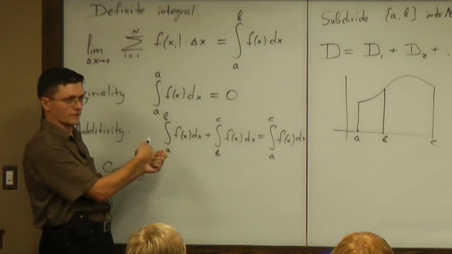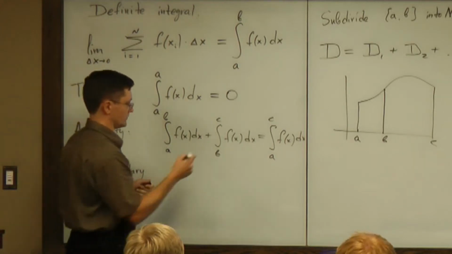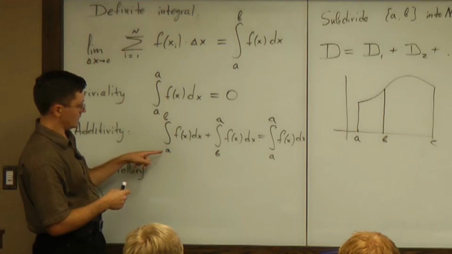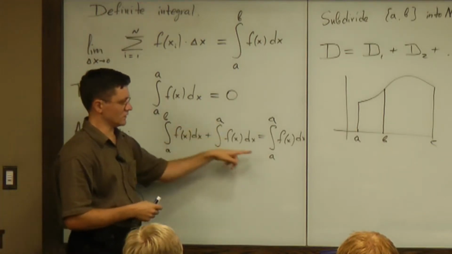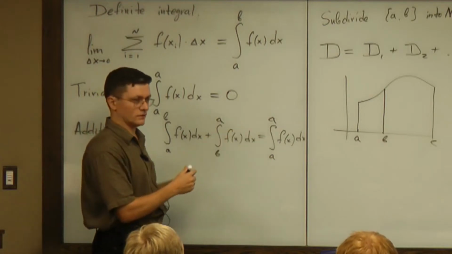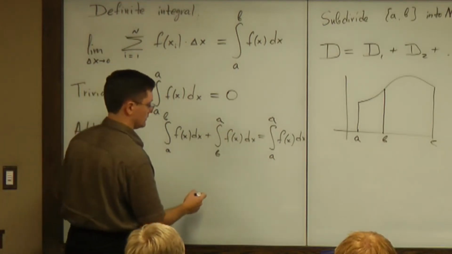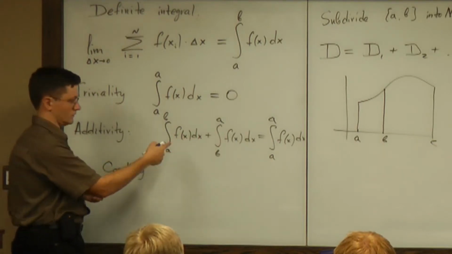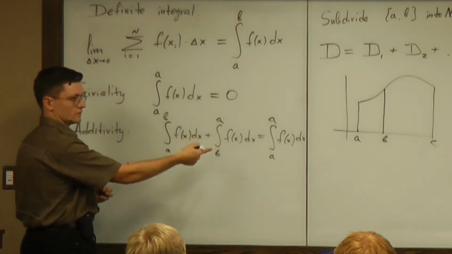Because now I'm just playing with the formula, right? So what if I make C equal to A? What I have is the integral from A to B plus from B to A equals from A to A, and I know from A to A is 0, right? So the consequence is that the sum of these two is equal to 0, and therefore one of them is equal to minus the other one.